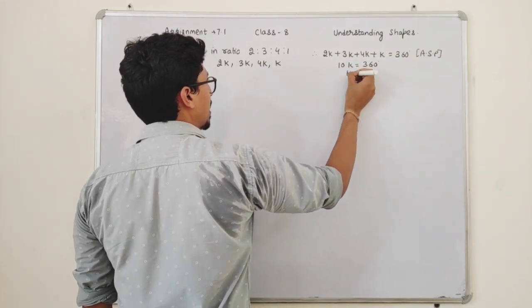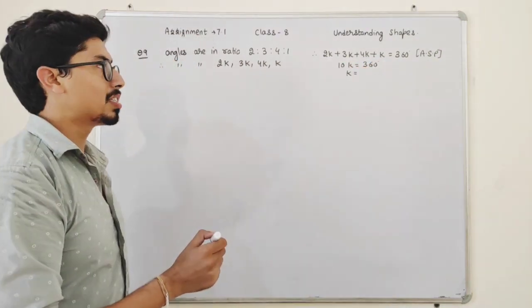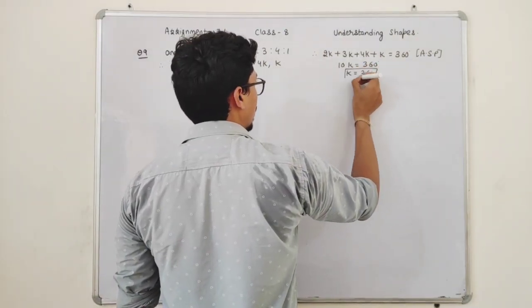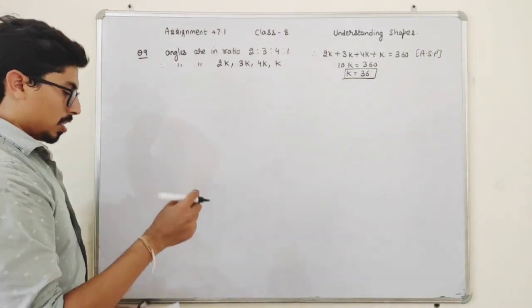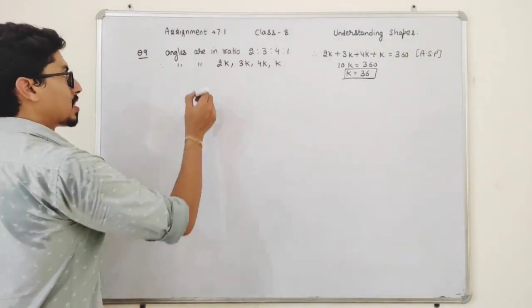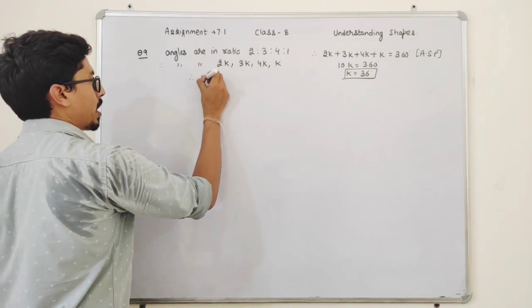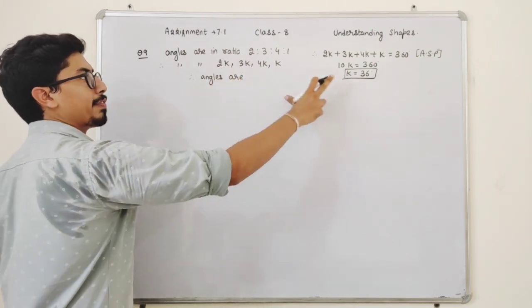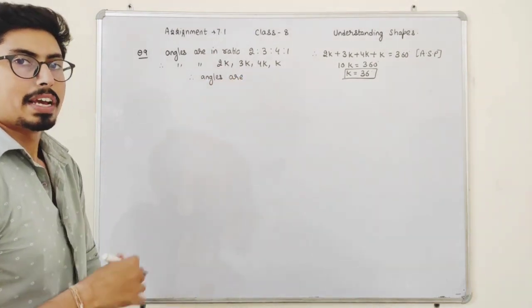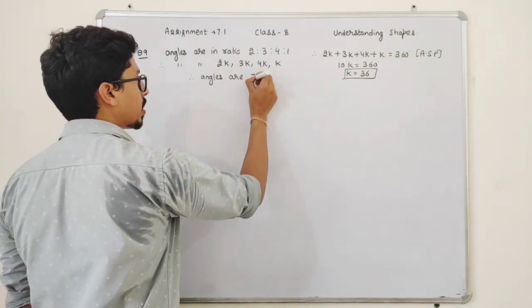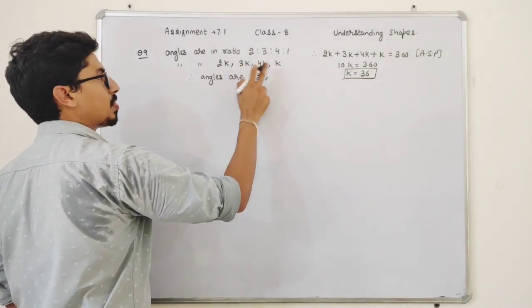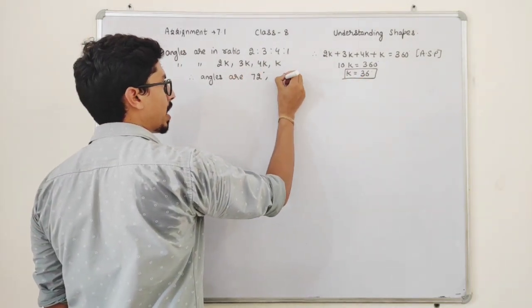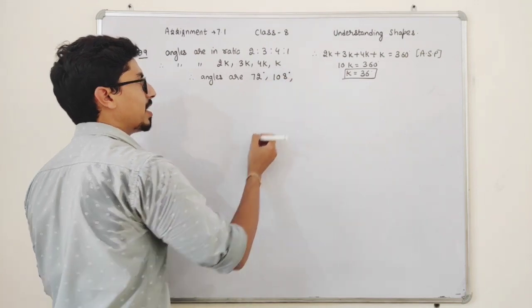10 is in multiplication. When it goes here, it will be in division. So 360 divided by 10, it will be 36 degrees. So we have to find out the angles. First angle is 2k. If k is 36, 2k will be 2 into 36, that is 72 degrees. Next will be 3 into 36. 3 into 36 will be 36 into 3, 6 3s are 18, 1. It will be 108 degrees.